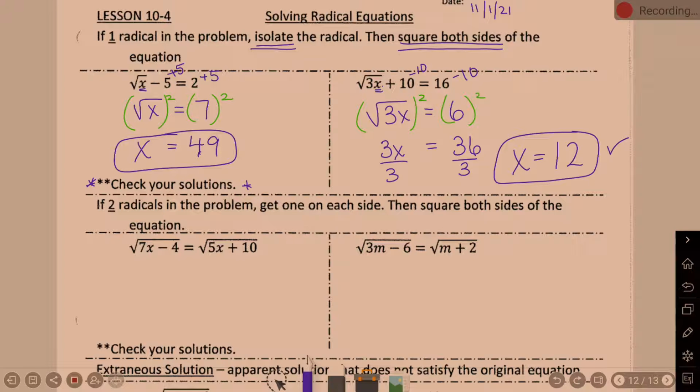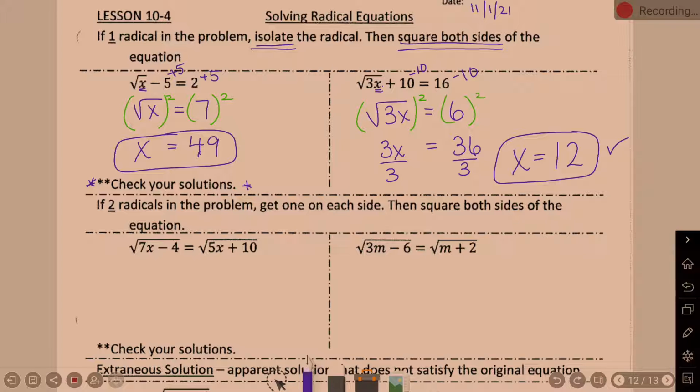Lesson 10.4, picking up where we left off yesterday. Yesterday, we got as far as talking about if there's one radical. So when there's one radical, our job was to isolate the radical. So we got the radical by itself, and then we squared both sides.